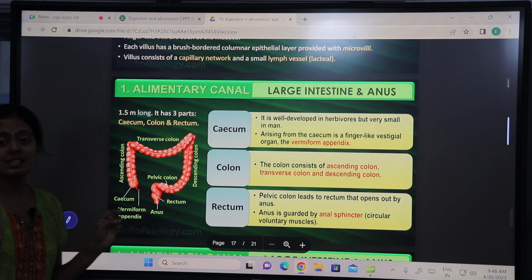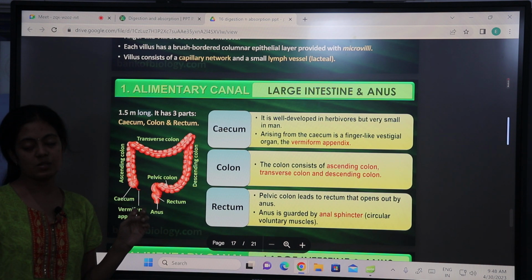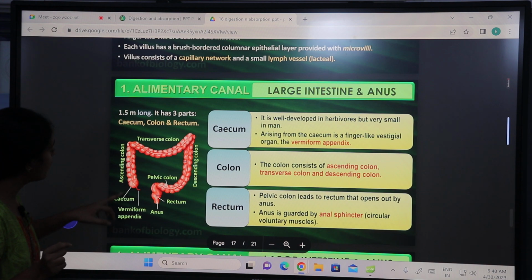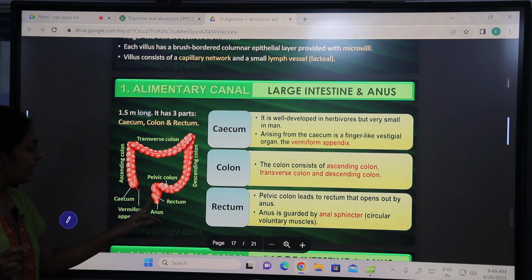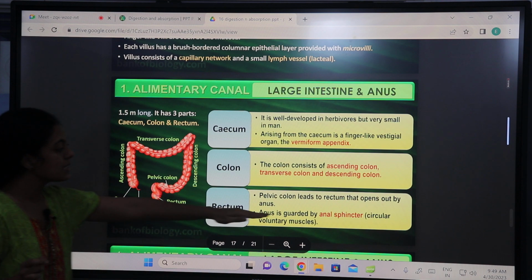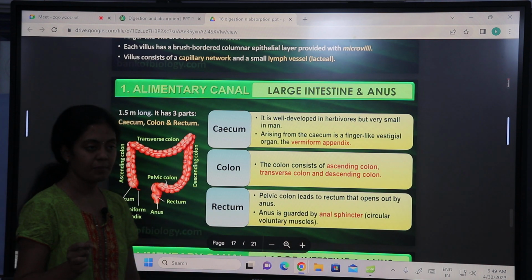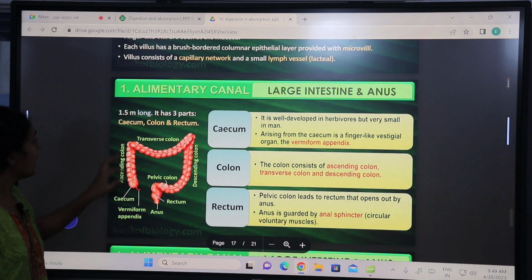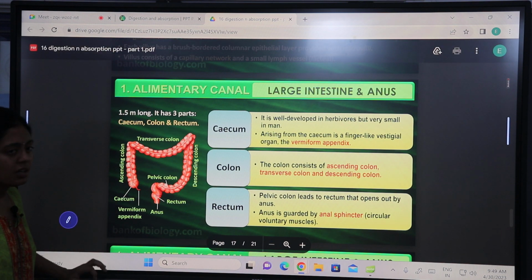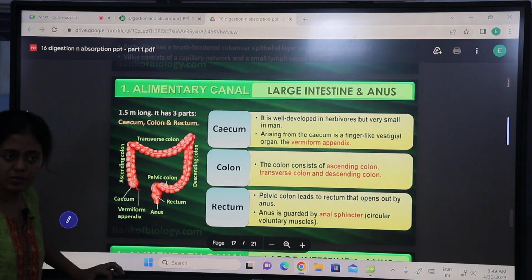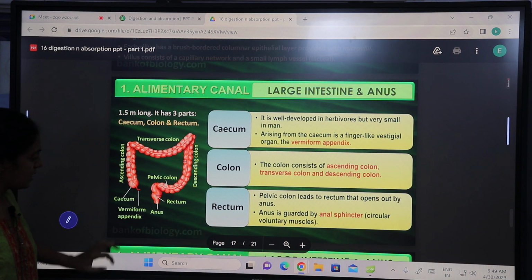They can ask you, where is the vermiform appendix present? It's present in the cecum, okay? Then you have the ascending colon, transverse colon, descending colon, pelvic colon or sigmoid colon, and then the rectum. Okay, the rectum ends in the anus. So the anus is guarded by the anal sphincter, okay? The large intestine is 1.5 meters long. Just now we discussed. Any doubts still here? Parts of small intestine and parts of large intestine? Okay.